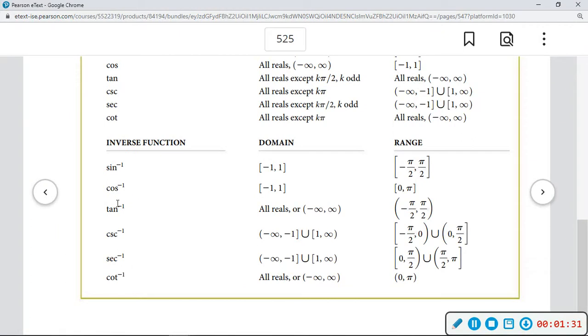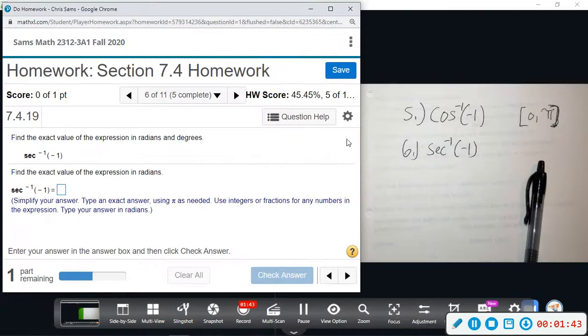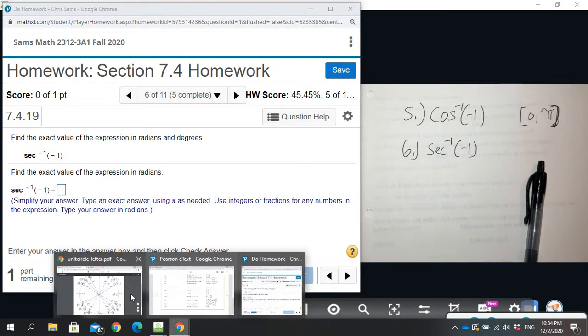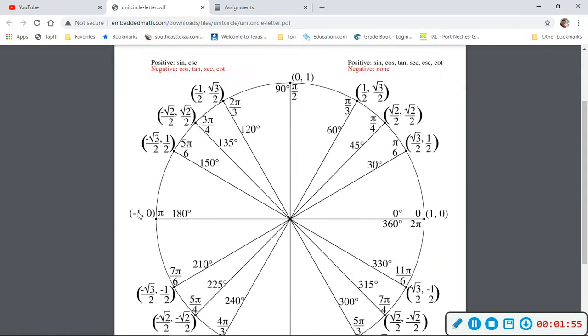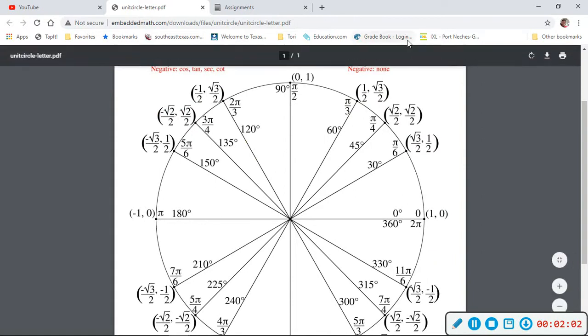The restrictions for secant down here are from 0 to pi over 2 and pi over 2 to pi. So what this one does is it cuts out from the unit circle this value, because when I get pi over 2 it's 1 over 0 and we can't actually get that one. But over here in this case, this is a valid answer. That's part of the solution. So pi and 180, it will be the exact same.